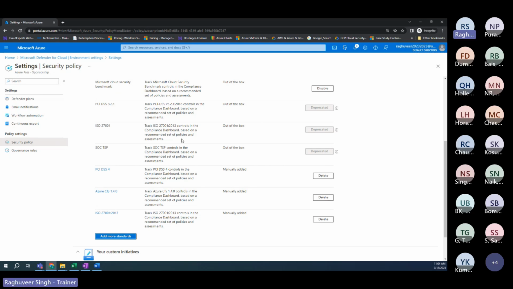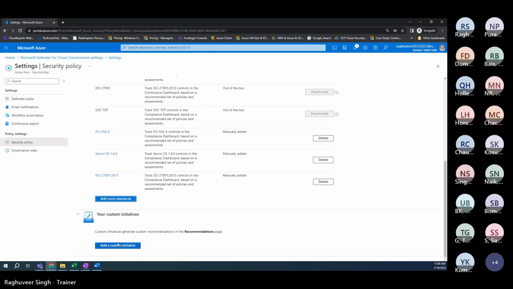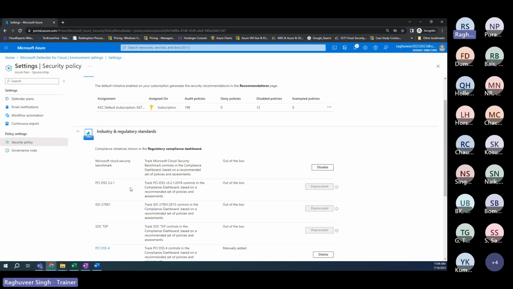So this is what we are going to do. Let me know when you guys are done with enabling all the compliance that you need to.